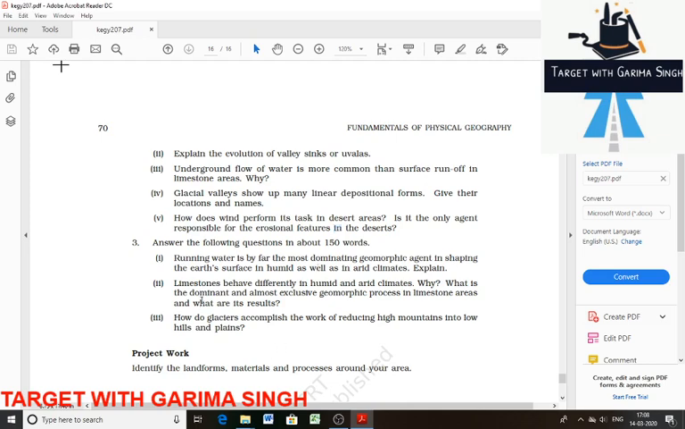The second is how limestone behaves differently in humid and arid climates. What is the dominant and almost exclusive geomorphic process in limestone areas and what are its results? Many depositional forms develop within limestone caves. The chief chemical in limestone is calcium carbonate, which is easily soluble in carbonated water, that is, water with carbon dioxide, and absorbed rainwater. This calcium carbonate is deposited when the water carrying it in solution evaporates or loses its carbon dioxide as it trickles over a rough rock surface.